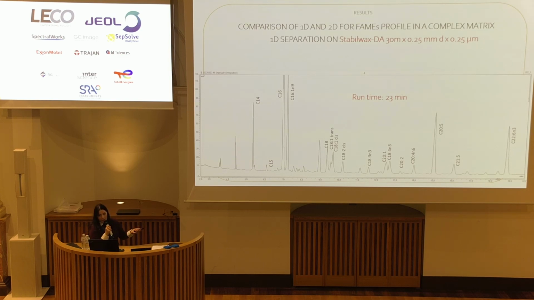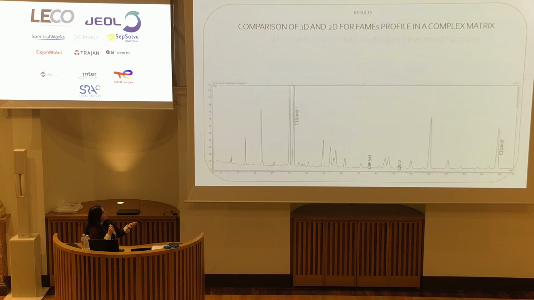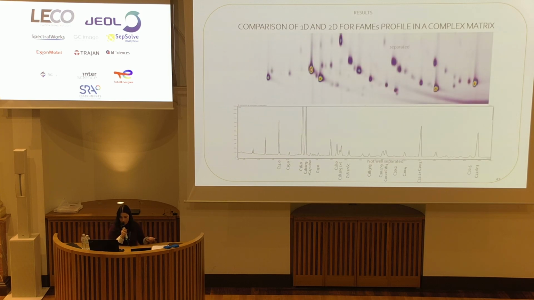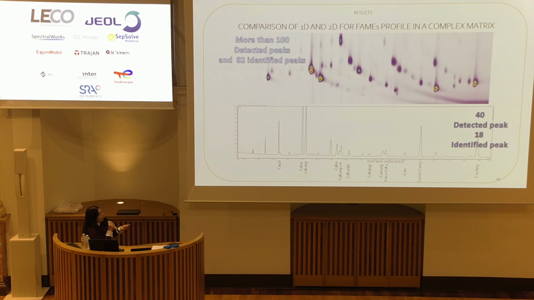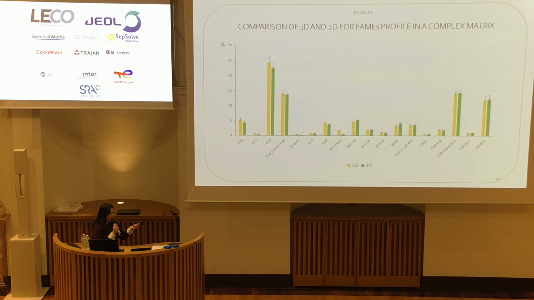If we compare the same chromatogram in 2D, we can see clearly which peak coelutes, which peaks are not FAMEs, and also with this comparison, the identification in 1D is even a bit easier. Which is the difference? In 2D, you can detect more than 100 peaks and identify 82, and in 1D, 40.